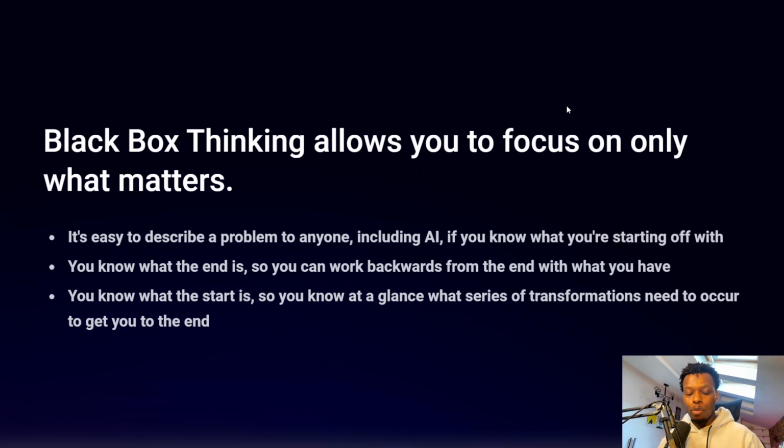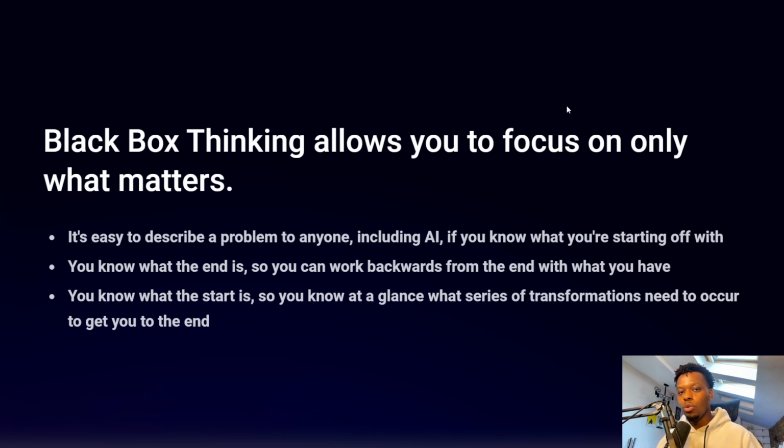It's easy to describe a problem to anyone. It's easy to describe that problem to AI and to Claude, etc. If you know exactly what you're starting off with, you know what the end is, so you can work backwards from the end with what you have, which is 99% of the beauty of this idea. And you also know what the start is, so you know at a glance what series of transformations need to occur for you to get to the end.